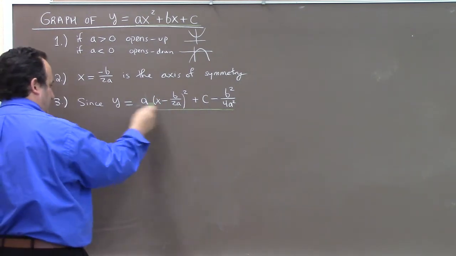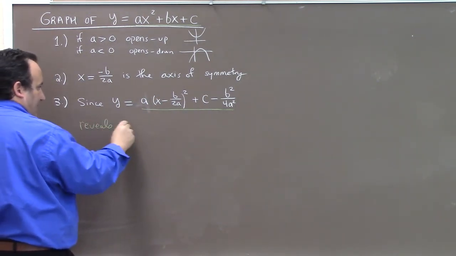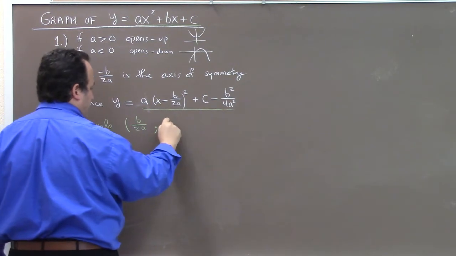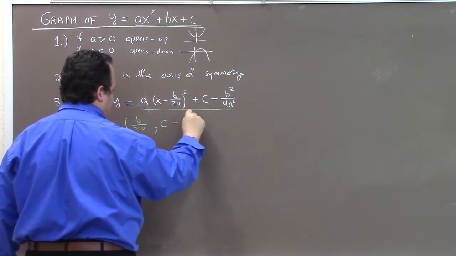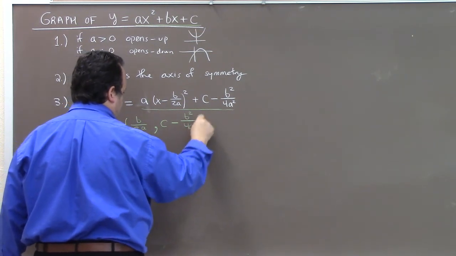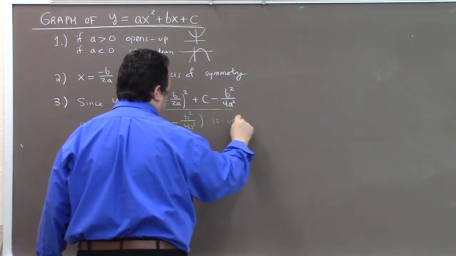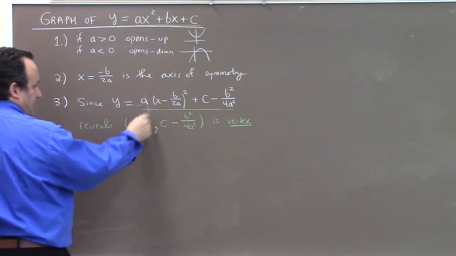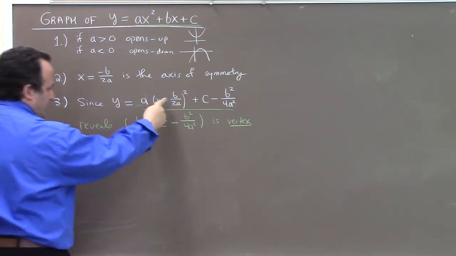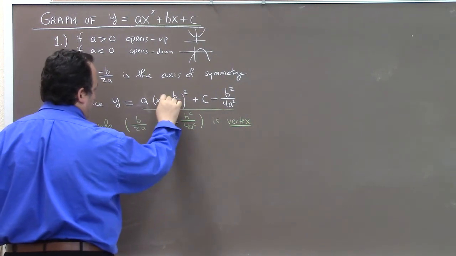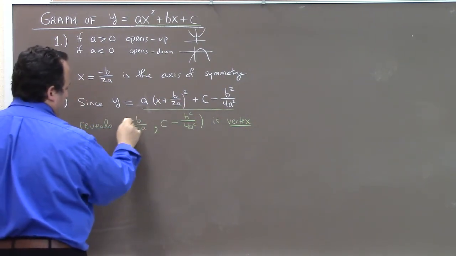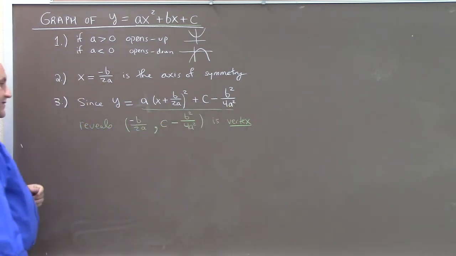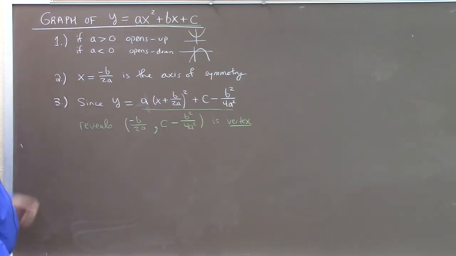And so this reveals that minus b over 2a, comma, c minus b squared over 4a is the vertex of the parabola. Because when you put in x equal to minus b over 2a, you get 0 in the squared term. And at that same step, y is equal to whatever's left over here. So that makes this the vertex of the parabola.